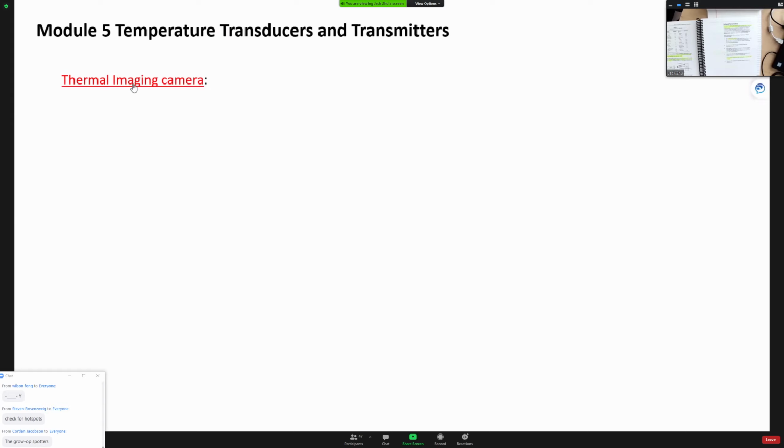So a thermal imaging camera, where you use them, that might be an important thing to know.